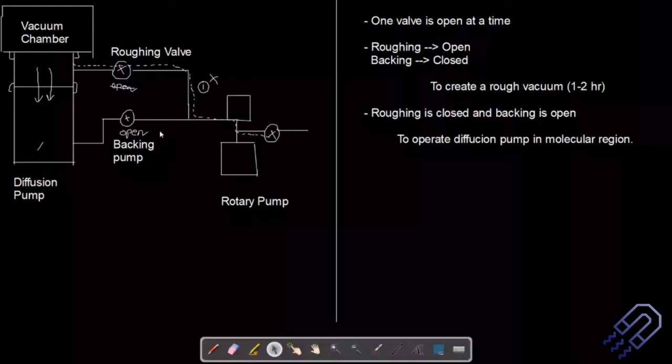I should not write backing pump here. Sorry, this is the backing valve. So the rotary pump acts both as a backing pump as well as a roughing pump. This is the logic behind it.